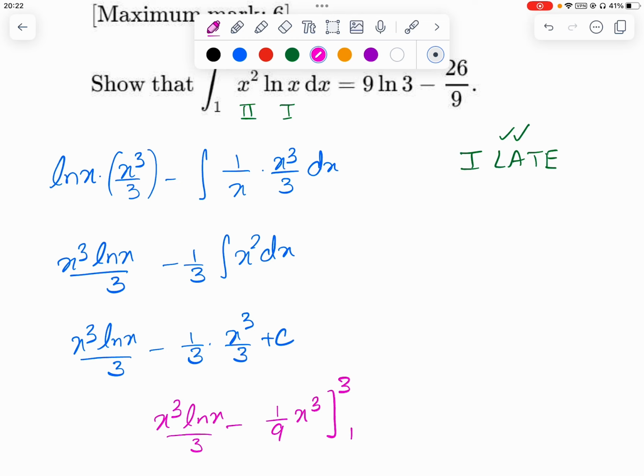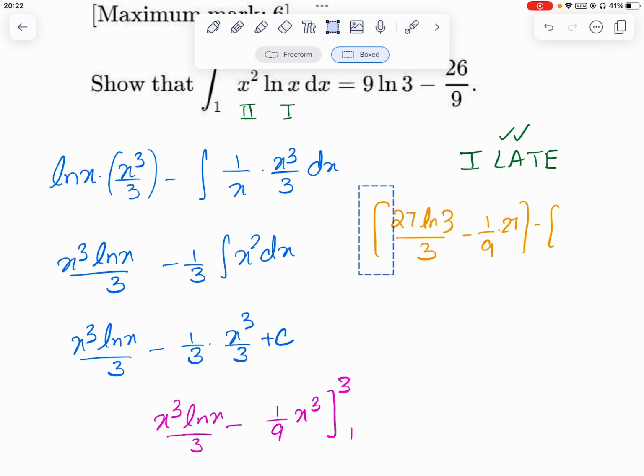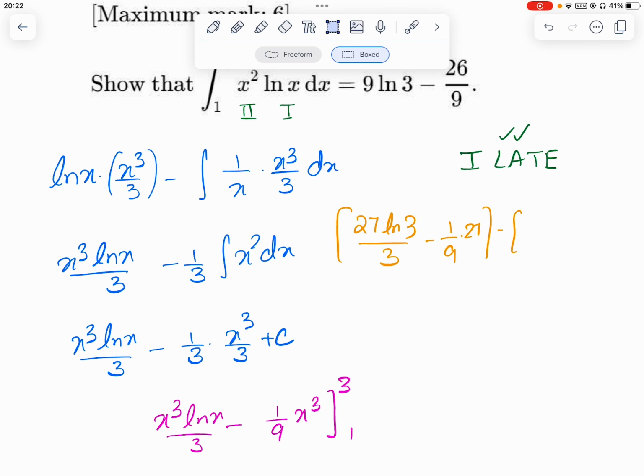Substitute the upper limit and then the lower limit. So when I substitute the upper limit, it becomes 3 cubed, 27, ln 3 upon 3 minus 1 upon 9 times 27. Then minus, substitute the lower limit, it becomes 1 upon 3 ln 1 minus 1 upon 9 times 1.